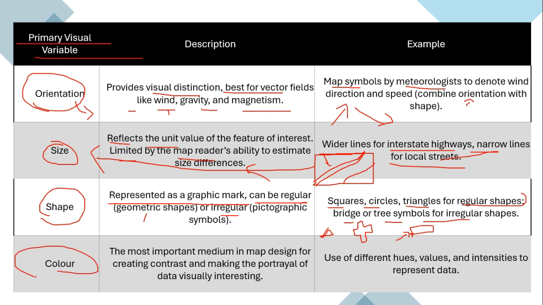Then we have color variables. This is the most important medium in map design so that we can create contrast and make the portrayal of data visually interesting. Like in a world map, we have already read that we have to choose colors wisely. Like the green color we use for representing forest, but within the color you have to wisely use the color value and hue. Like if we are representing only a forest map, dense forest we represent in a darker green, open forest we represent in a lighter green color. There the color variable is used.